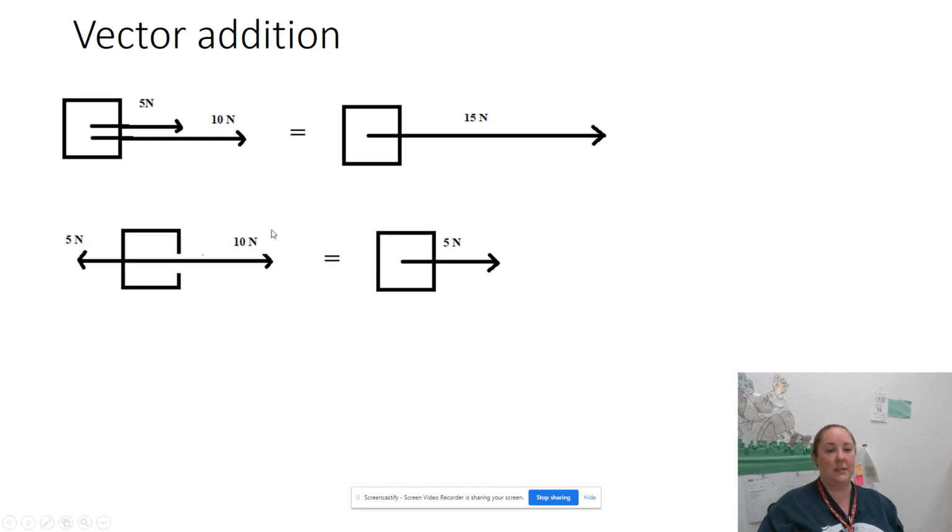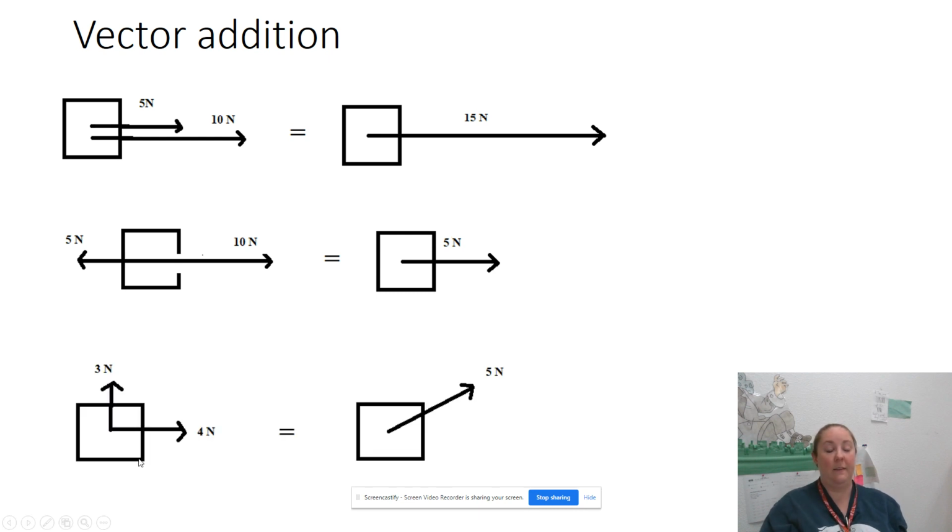Secondly, we have 10 newtons pulling to the right and 5 newtons pulling to the left for a net force of 5 newtons. So notice if they're going in the same direction, we add. If they're going in the opposite direction, we add the negative. And then lastly, if they're at a 90-degree angle to one another, like our 3 newtons and our 4 newtons, we use Pythagorean theorem. We're using the parallelogram method to give us 5 newtons.